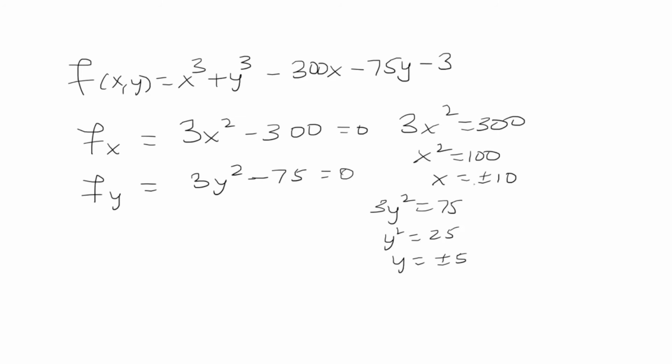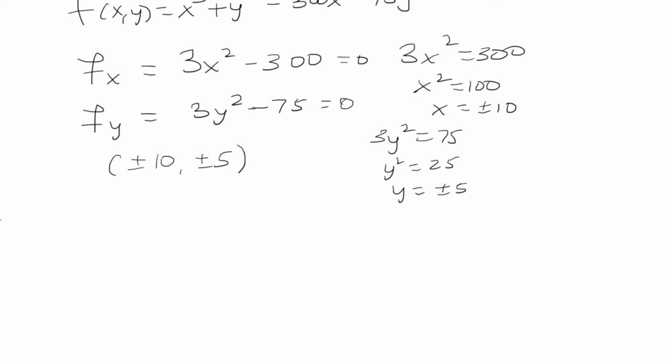So now we can figure out all the combinations of critical points. A shorthand way to write it is plus or minus 10, plus or minus 5. But you want to get all 4 of these. So they can be all positive, all negative, and then each one could be negative. So we found our critical points. Now we want to classify them. And for that, we need to find the second derivatives.